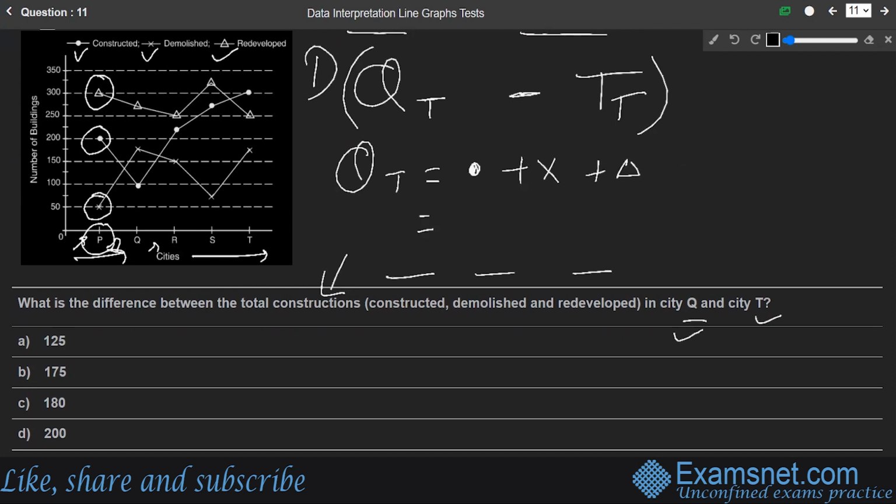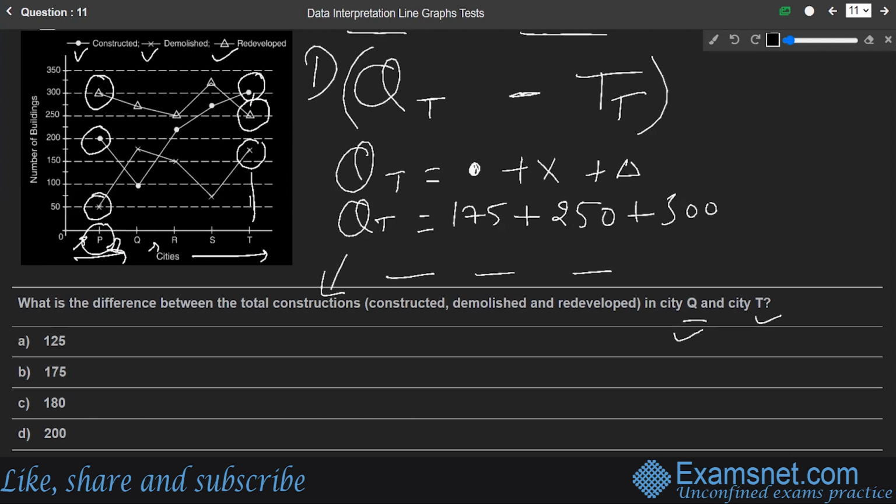So let us see the values for city T. What are the values of constructed, demolished, and redeveloped? The first is a cross here, somewhere between 150 and 200, so we can take this as 175. Then in the T line, we see the triangle, which is at 250, so plus 250. Then in the same T line, we have a filled circle at 300.